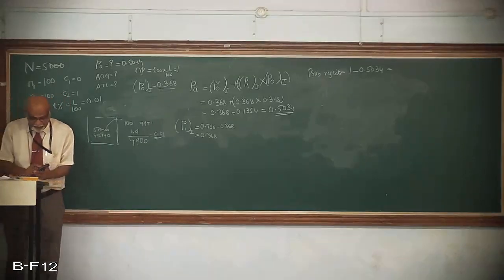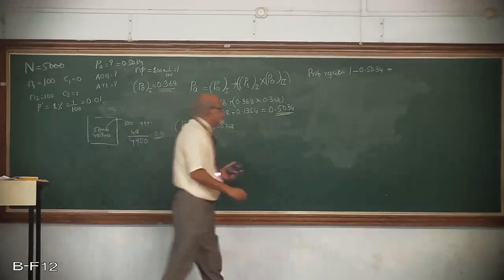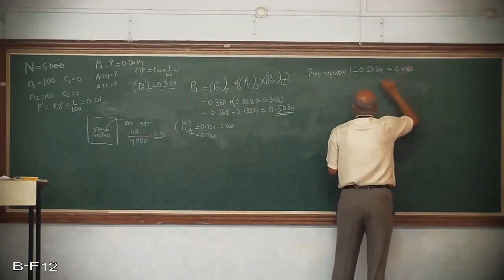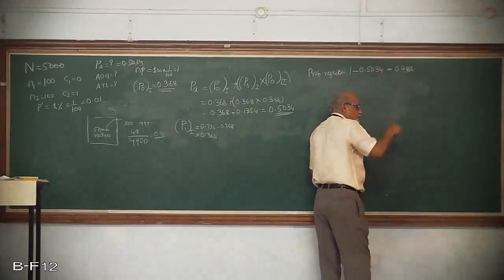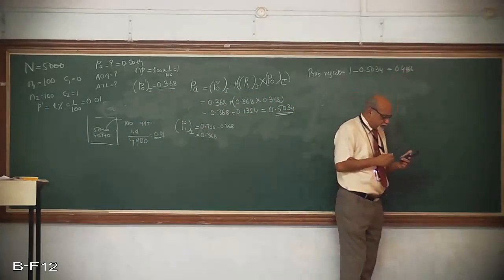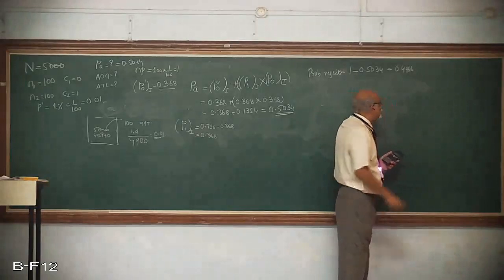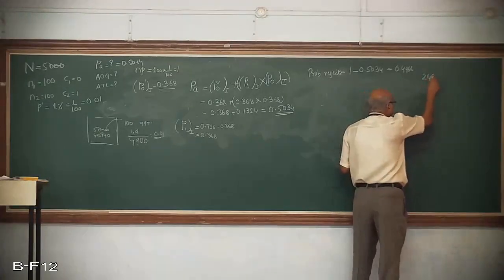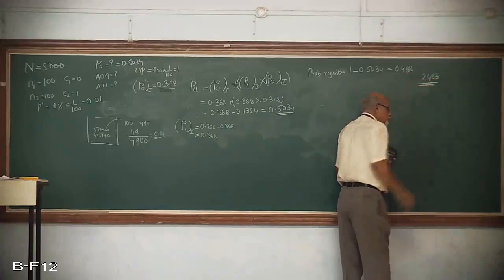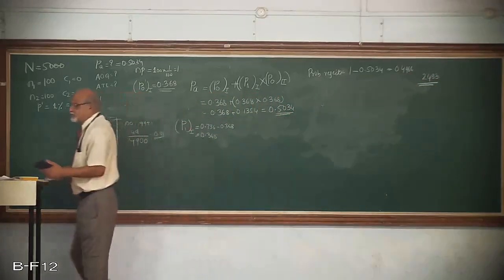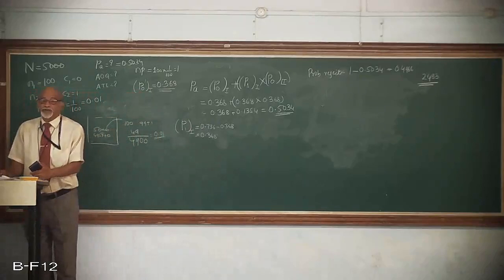That means 1 minus 0.5034, which is 0.4966, multiplied by 5,000. Per lot, 2,483 will be inspected. That is for rejected lots.